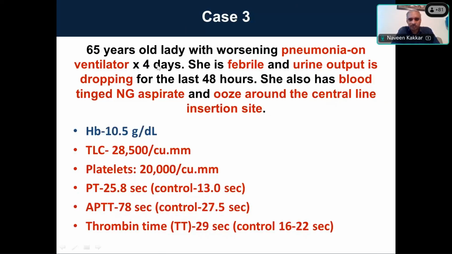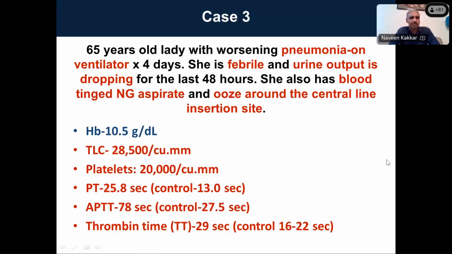If you just look at this now, febrile, but then urine output dropping, blood tinge, so it looks like multi-organ failure developing. So bleeding from multiple sites, upper GI and the central line. That's again typical of DIC. Hemoglobin is not that bad, not that dropped, but everything else is prolonged. Platelets have dropped. PT, TT, and aPTT are prolonged because of multiple factor deficiency because of DIC.